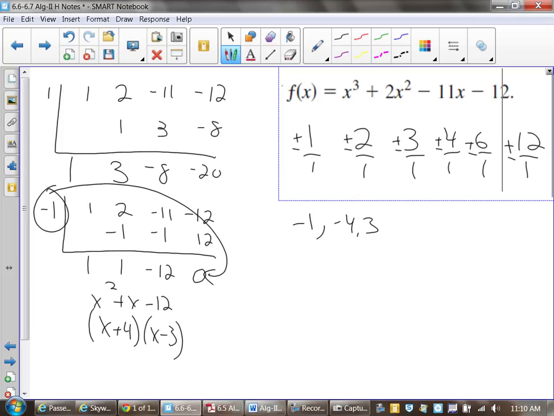it quicker. Yes, sir? Can there be more than one zero? Like if -1 goes to 0, can 6 also be a zero? It could be, sure. I mean, could I have continued on and checked 2 and checked 3 and checked -2, checked -3 and kept going on this one? Sure.